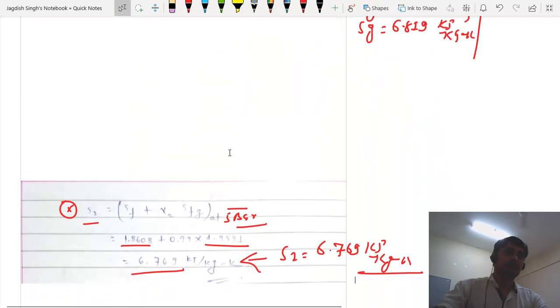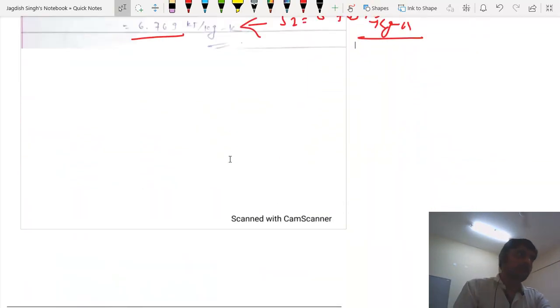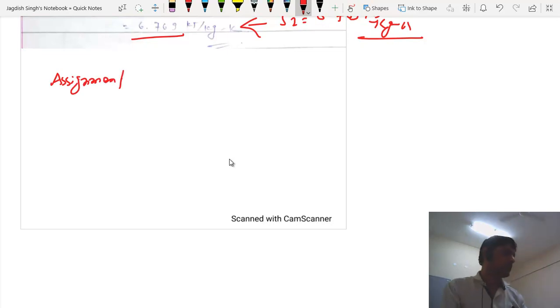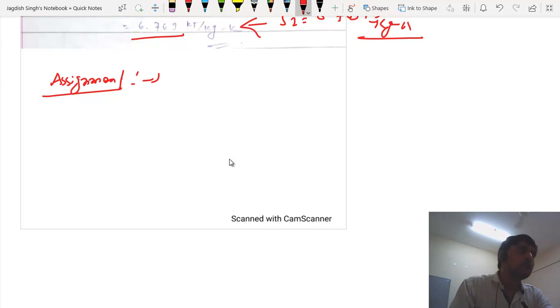Now, some assignment, some homework, is given to you. On the basis of this discussion, just try to solve this problem. We are just changing some data.